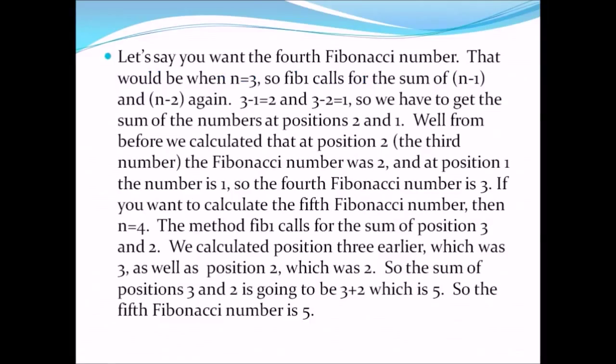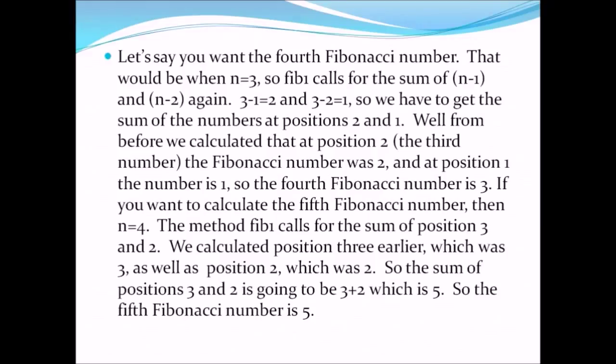Now let's say you want the fourth Fibonacci number. That will be when n equals 3. So the method Fib1 calls for the sum of n minus 1 and n minus 2 again. So 3 minus 1 is equal to 2, and 3 minus 2 equals 1. Now we have to get the sum of the numbers at positions 2 and 1. Well, from before we calculated that at position 2, which is the third number, the Fibonacci number was 2. And at position 1, the number is 1. So the fourth Fibonacci number is 3, because 2 plus 1 equals 3.